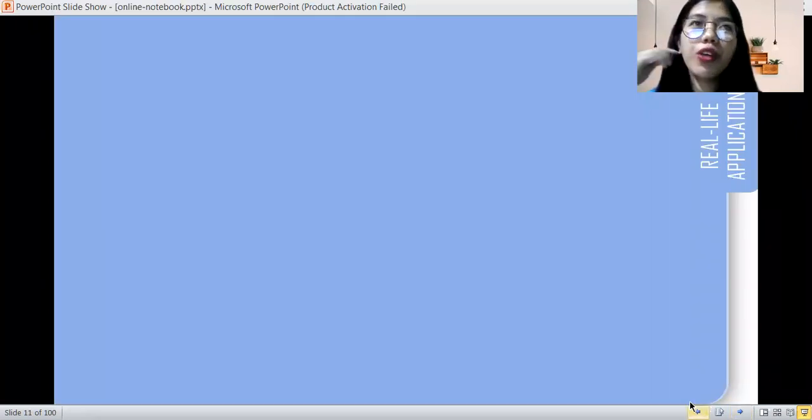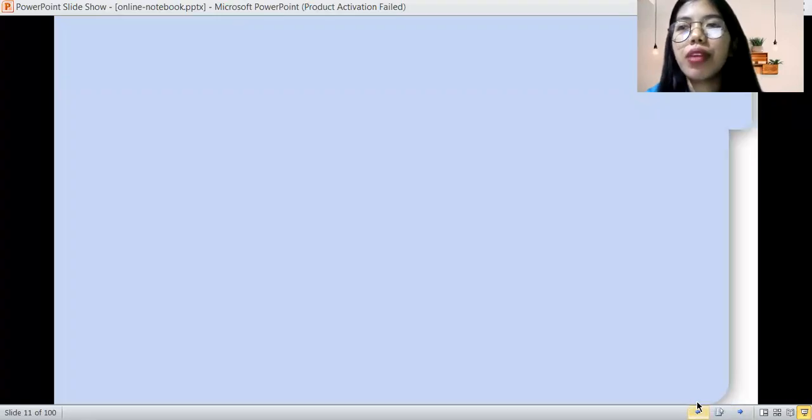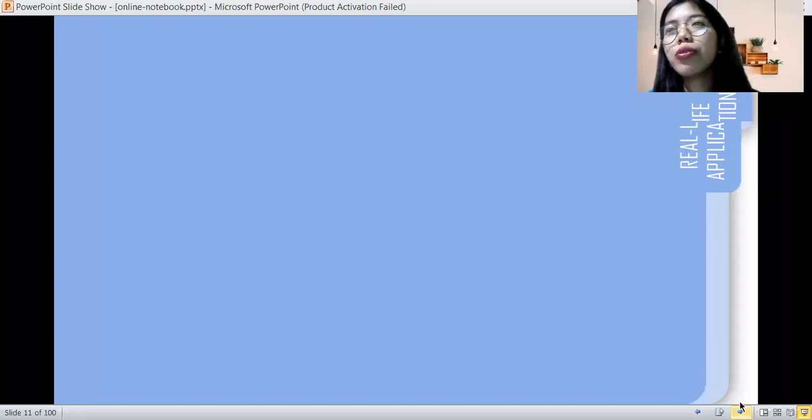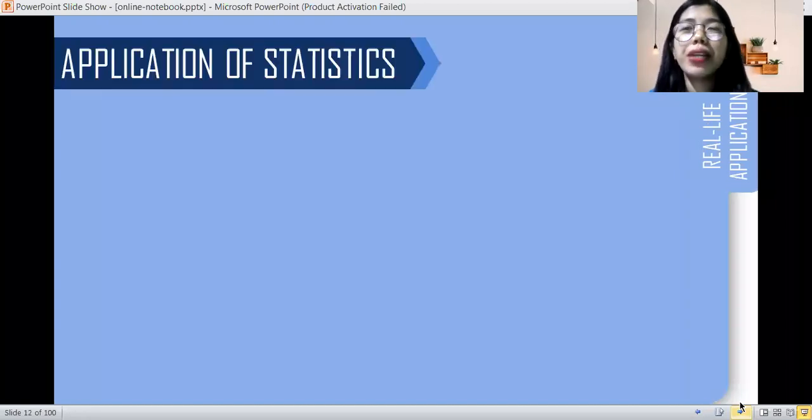So, ayun po yung difference ng descriptive at saka inferential statistics. Now, lumipat naman tayo sa application of statistics in real life. Saan nga ba natin magagamit ang statistics? Saan nga ba natin nakikita?